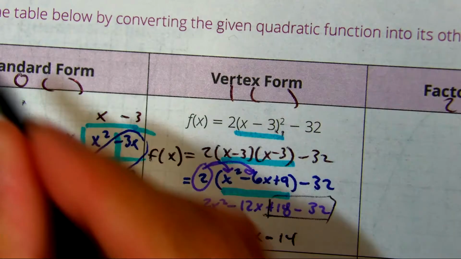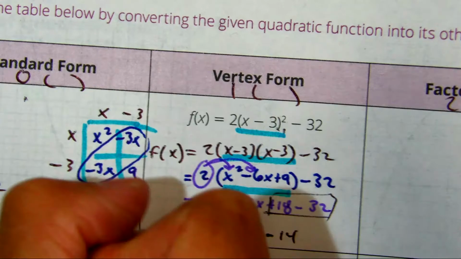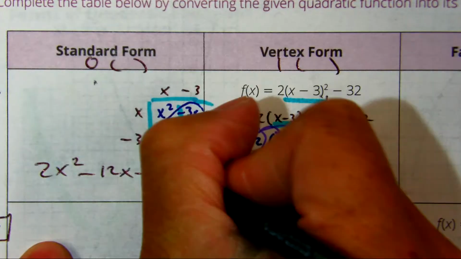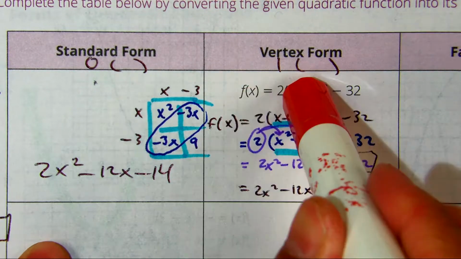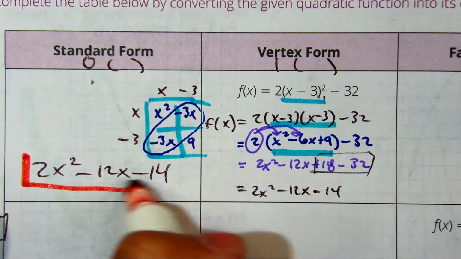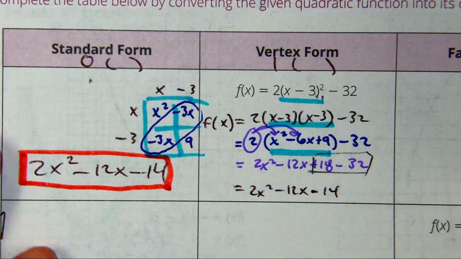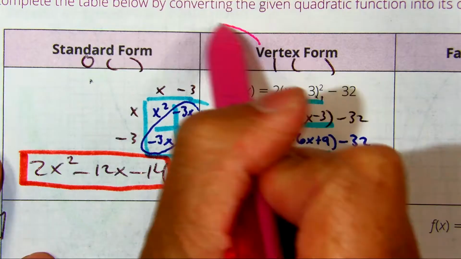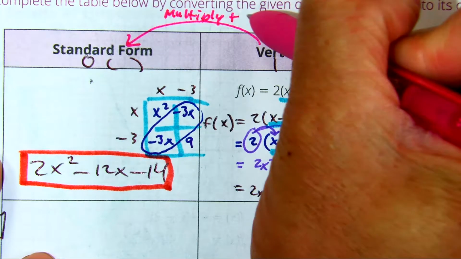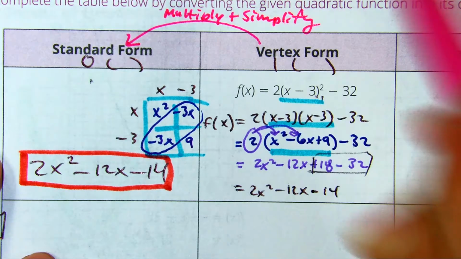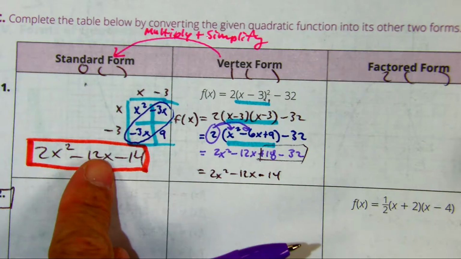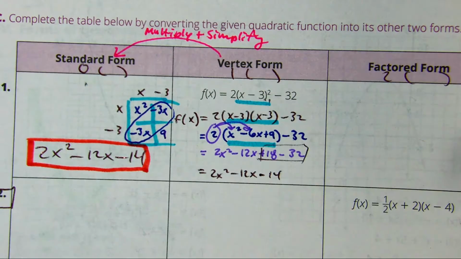2x squared minus 12x minus 14. We went from vertex form to standard form by just multiplying. Let's summarize that. To go from vertex form to standard form, we had to multiply and then simplify. Class, how do you think we can go from no parentheses to 2 sets of parentheses? Talk to your partner, 5 seconds.